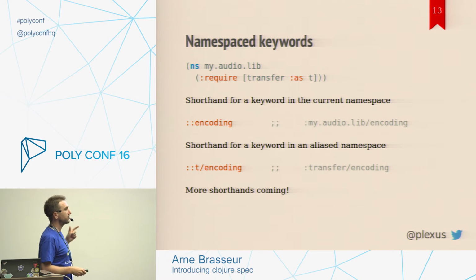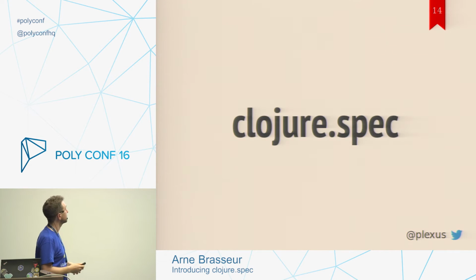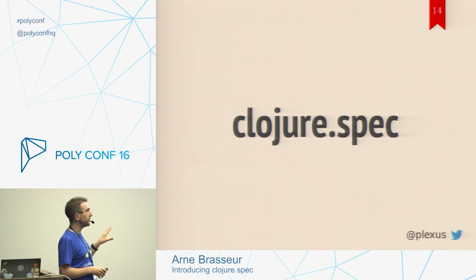And Clojure 1.9 is going to ship with some other ways. For instance, if you have a map and every single key in that map is a namespaced keyword with the same namespace, you'll get a shorthand for writing that as well. So it seems there's a general push towards encouraging people to use these namespaces so that keys don't clash. Okay, so that's the prelude.